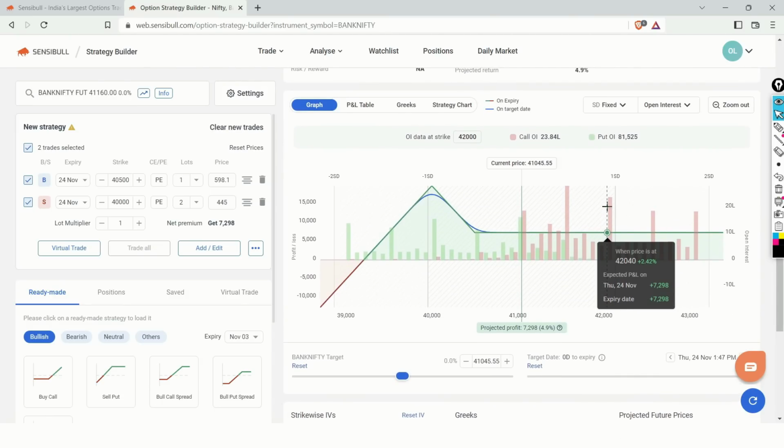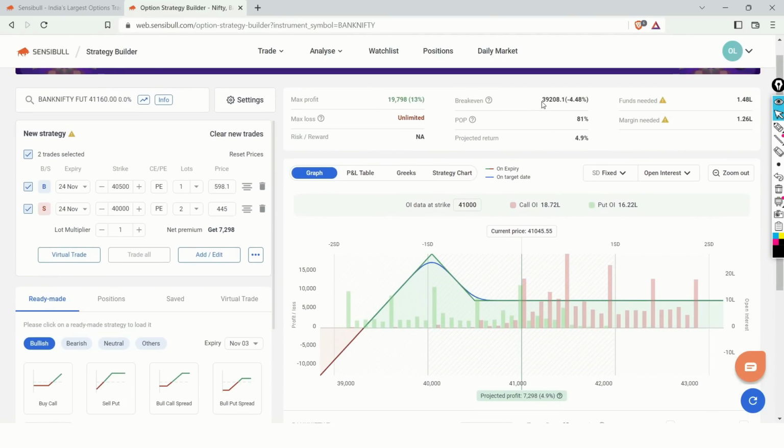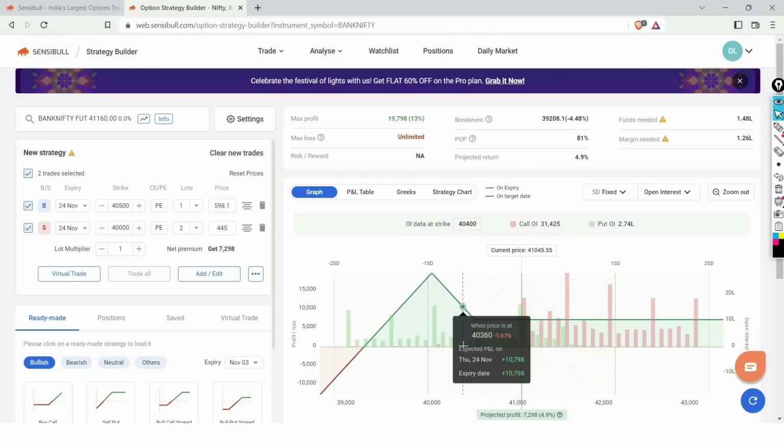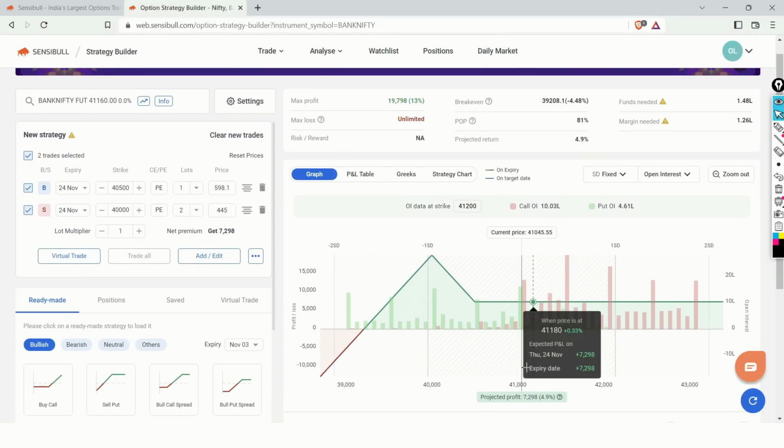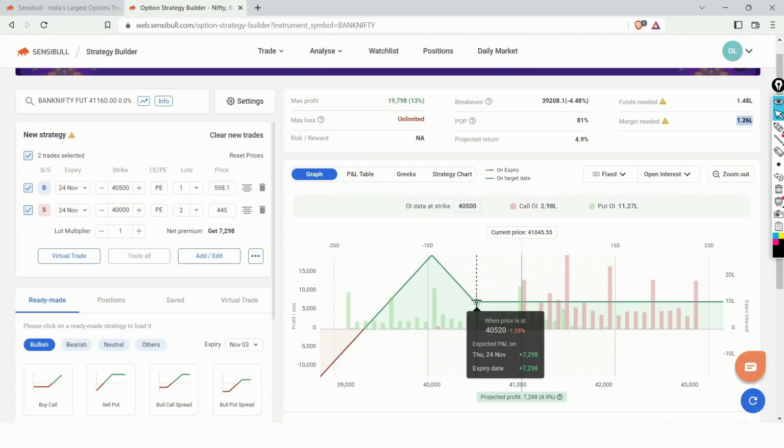If the market just ends up consolidating above 40,000, my view is that the market is going to stay above 40,000. Even though it comes below 40,000 and goes, let's say, towards 39,500 or 39,600, even then I'm going to make a profit. Let's say I'm right with my view and the market actually stays above 41,000. Then I'm going to make a simple 5% return on the deployed capital. The total margin required is somewhere close to 1.26 lakh, and we are going to make close to around 7,500 on this 1.26 lakh deployed capital. So this is when we are right with the view.